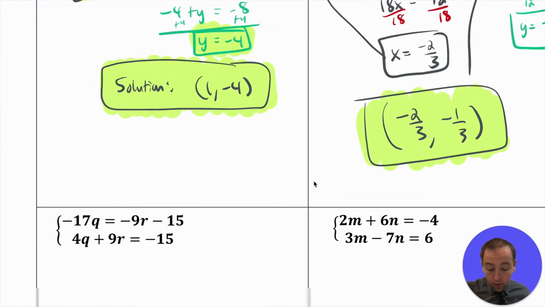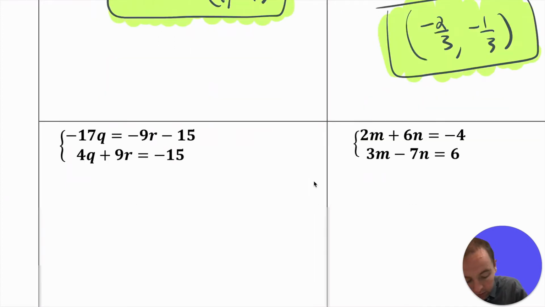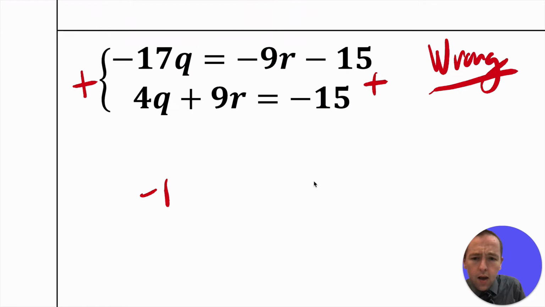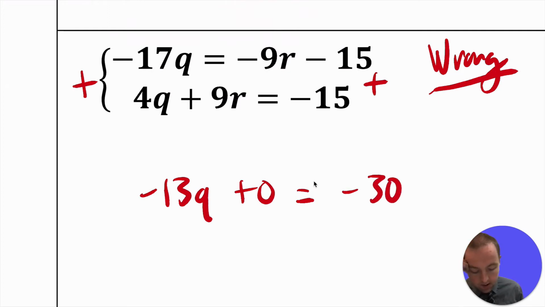Alright, so with this one, to start this off, I'm going to do this wrong, with what might be a common misconception about how we might go about this. Because if I were to just add stuff together right now, it seems like, okay, negative 17q plus 4q is negative 13q, and then negative 9r plus 9r, oh, that's 0, and then negative 15 plus negative 15 is going to be negative 30, right? And so then it looks like we've eliminated the r's.